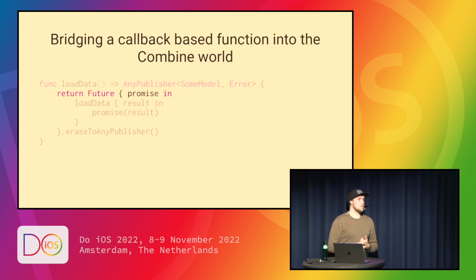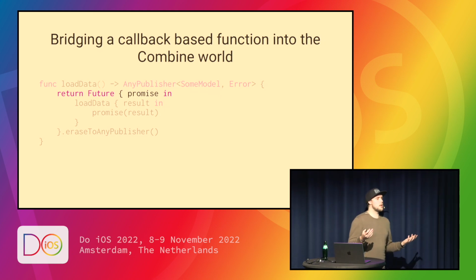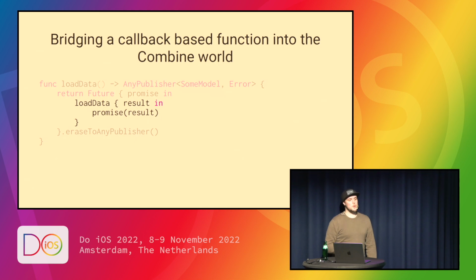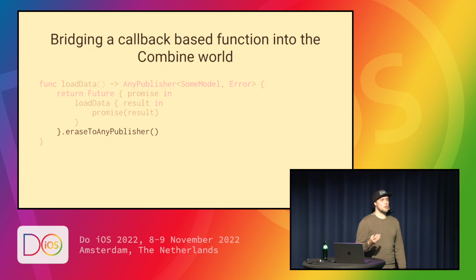We use combine's future for this, and future is a publisher in combine that emits a single value. After that, it completes. It doesn't really have a contract other than it completes after emitting one value, and it takes a promise. So what we do is we call our callback-based load data function. That will give us a result, and we fulfill the promise with that result. If the result contains a success value, the any publisher that we return, or the future, will emit a success value. It will emit some model, and otherwise it will throw an error and complete with the error. And of course, we erase to any publisher here.